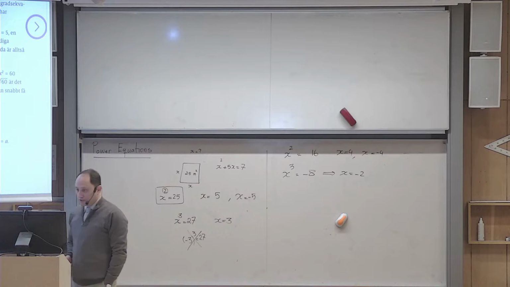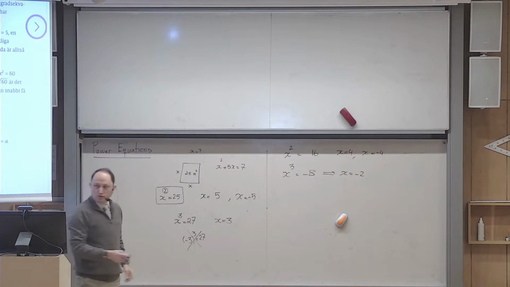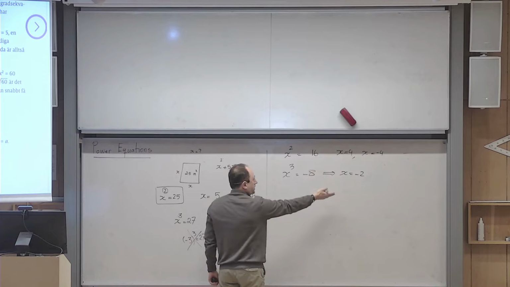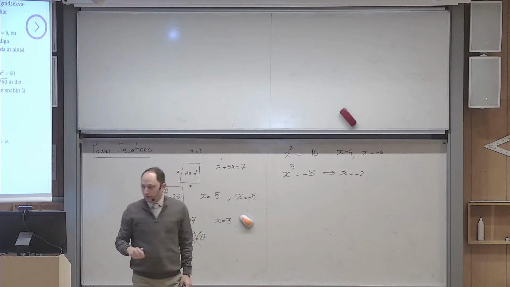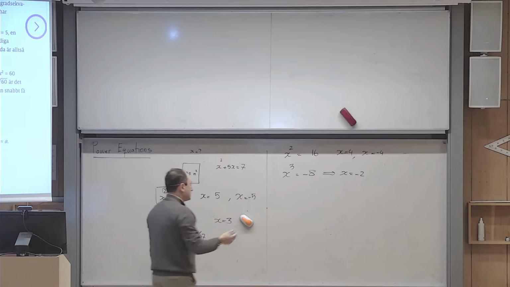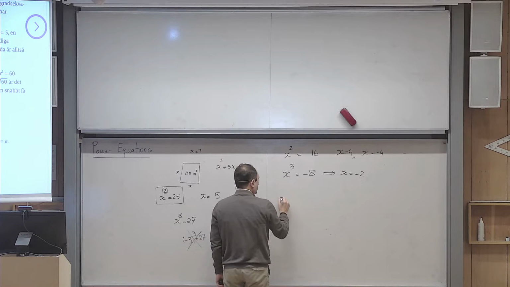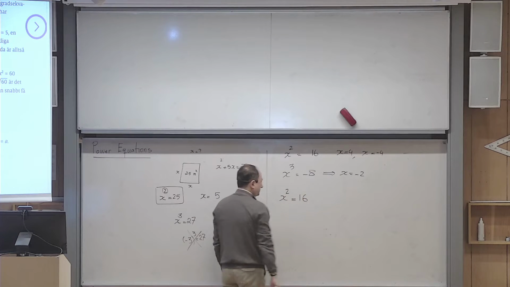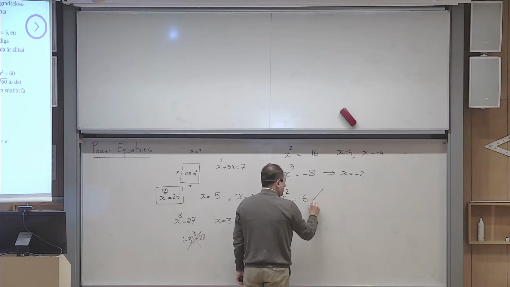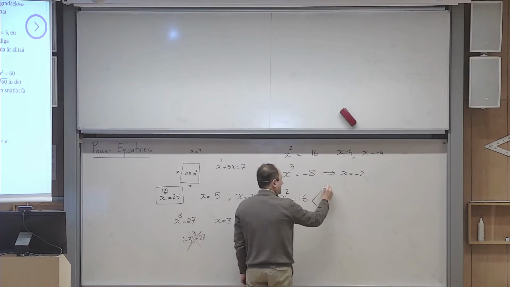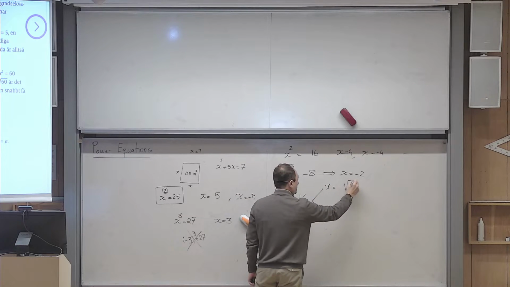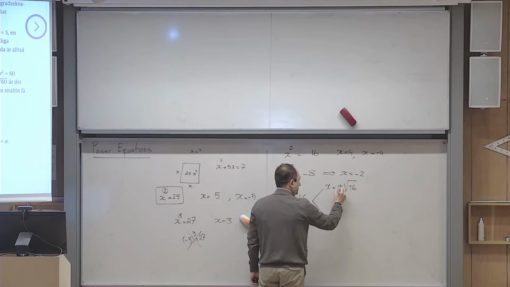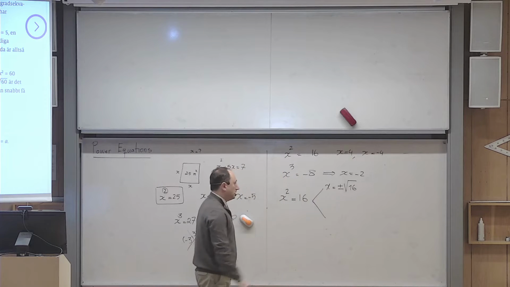Sometimes the numbers are not so good, so you have to use your calculator to answer. If I want to solve this equation, we can solve it in two different ways. Either we can say x is equal to the square root of 16, but I have to remember to put plus or minus. And then you continue.